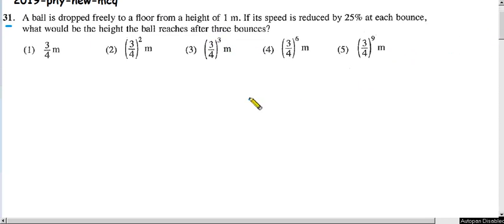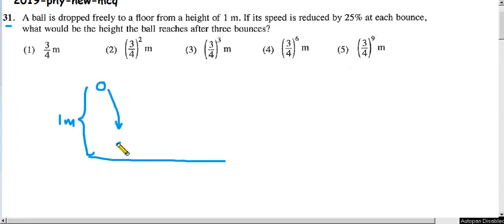So let's use a small diagram. At the beginning the ball is located at 1 meter height, then it falls freely and strikes the ground for the first time. Say the velocity is v. Then for the first time it bounces out of the ground with the velocity. What is the velocity?